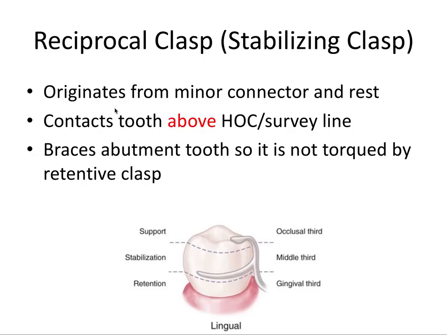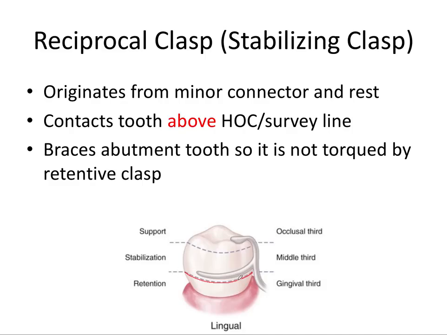And this one again is going to originate from the minor connector and the rest area. And this one is going to contact the tooth above the height of contour, also known as the survey line. And that's every part of this clasp. So we don't want any part, including the tip, to be contacting underneath the height of contour. Again, we can draw it in. At least in this image, it seems like they're sticking with the height of contour being this line between the gingival and middle thirds, but this depends on which tooth, the specific patient's tooth anatomy, and a lot of other factors.